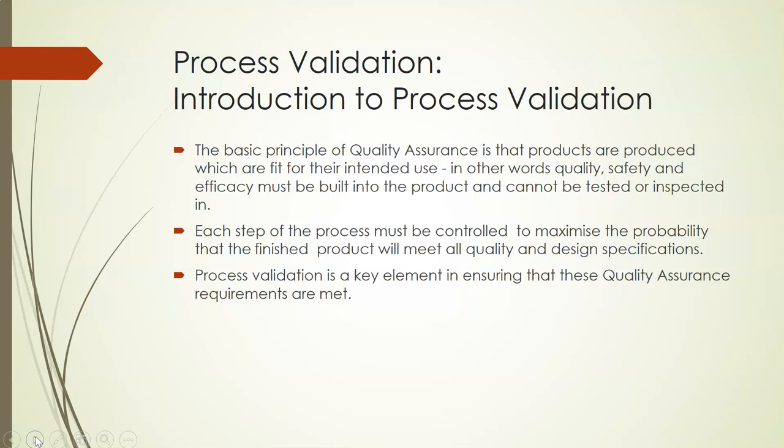The basic principle of quality assurance is to ensure that a product that is produced will meet the requirements of the customer. Will it be safe, good quality, and effective? You cannot expect to guarantee a consistent output by introducing 100% inspection at each step in a process. Each step of the process must be controlled to maximize the probability of the desired output. Process validation can ensure that the input parameters of a process are set in order to achieve a consistent desired output. Process validation is a key element in ensuring that these quality assurance requirements are met.